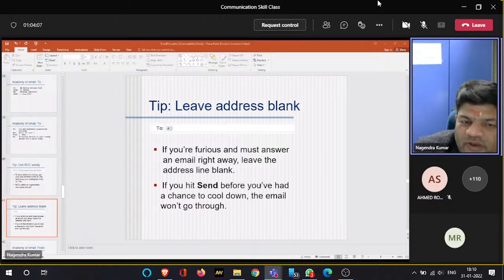If you are furious and must answer an email right away, leave the address line blank. Because if you hit send, it will not go. It will come back to you and say that there is no subject line. Would you like to send it anyway? That instant will give you some time to reflect and cool down in the process. And so maybe you might like to put an address line, subject line, and then send it.